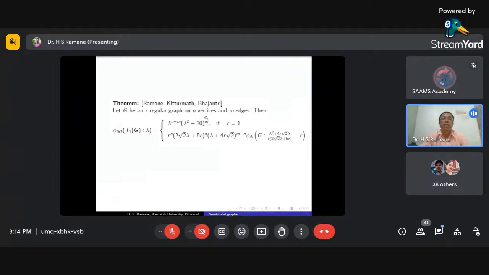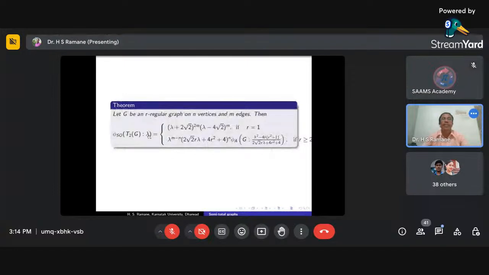So if G is a regular graph on n points and m lines, then the Sommer polynomial, meaning the characteristic polynomial of the Sommer matrix, of the semi-total line graph is this one if r is 1, and if r is more than or equal to 2, we will get this expression. We will get this, plus in addition to that, the characteristic polynomial of G. This is the adjacency polynomial of G with this parameter. So if you know the adjacency polynomial of a graph G, you can get the Sommer polynomial of the semi-total line graph of G.